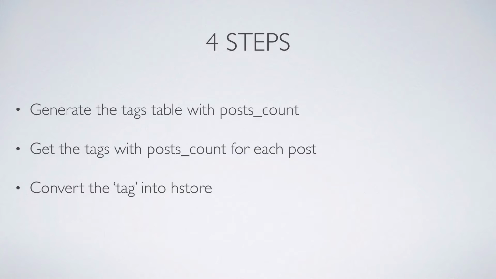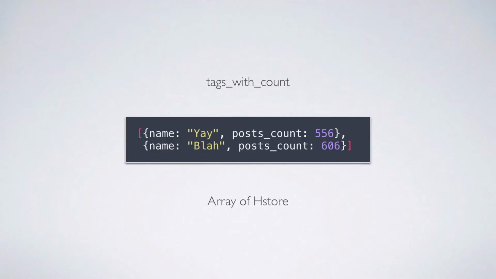Now, the problem is each post can have many tags. So the result that we get from Postgres, it could be multiple tags. So it's going to be multiple hashes. So what we need to do is we need to store the matching tags in an array. So we're going to have an array of HStore for the 4th column, the tags with count column, right, for our post table. So basically, the tags with count column is going to have something like this.